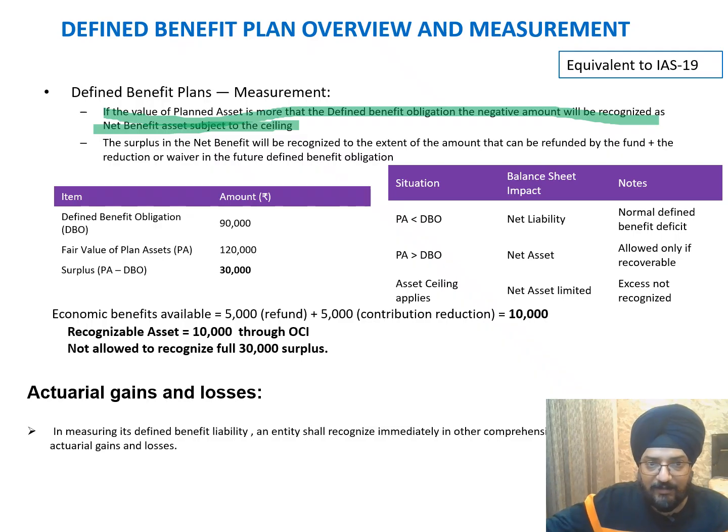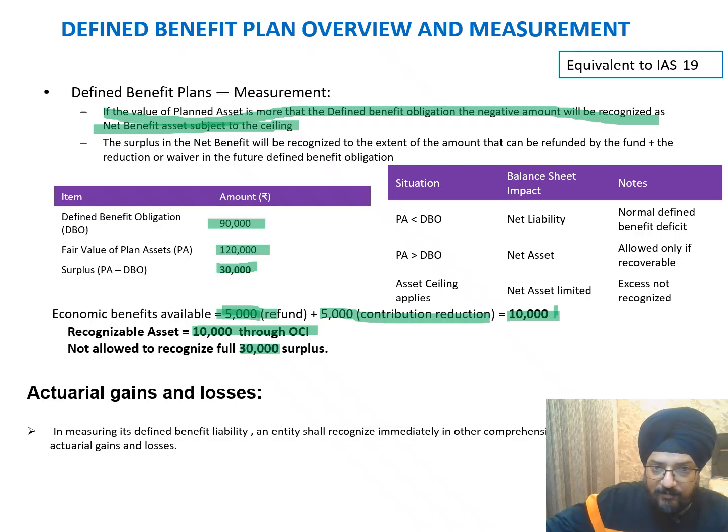So what we are saying here is that the defined benefit obligation is 90,000 and the fair value of the plan asset is 1,20,000, so we have a surplus of 30,000. Now they are saying there is an economic benefit: we have a 5,000 refund that we are going to get, and we have a contribution reduction, a waiver, of 5,000. So the total benefit that is going to be realized is 10,000 of economic benefit. Though we have a gain of 30,000, recognition happens only to the extent of 10,000 through the OCI, and we are not allowed to recognize the full 30,000 surplus. So 20,000 will not be recognized. Only 10,000 will be recognized, and this 10,000 will be shown as my net asset in the balance sheet.